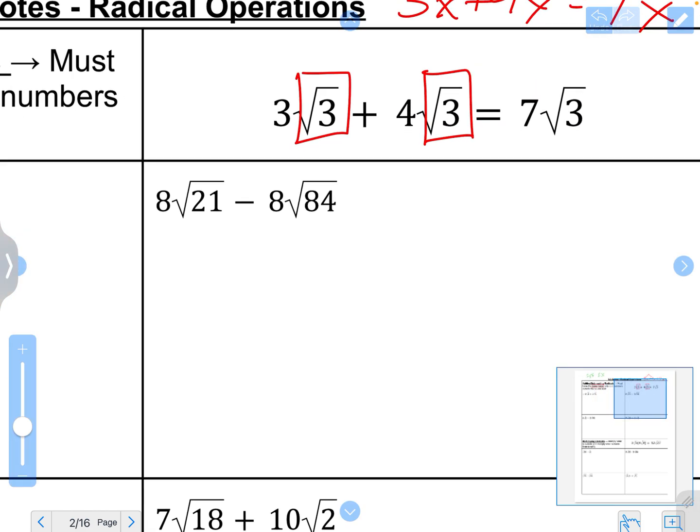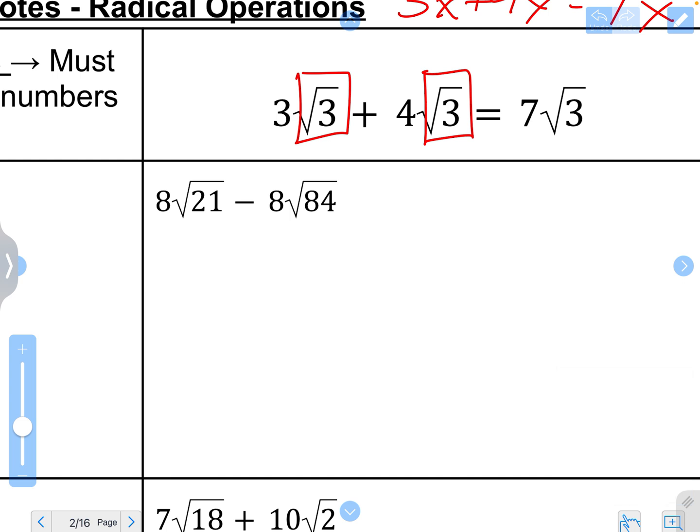So typically we're going to see problems like this. What we first have to do is look at our square roots and simplify them. So 21 can be 3 and 7, but I can't divide it by 2, and I can't divide it by 4. And 3 and 7 aren't perfect squares. 84, let's try 84 divided by 4, because that's usually my go-to. 4 will go into 8 twice, 4 will go into 1 once. Okay, so 4 and 21.